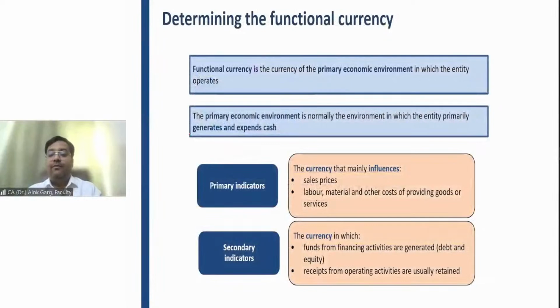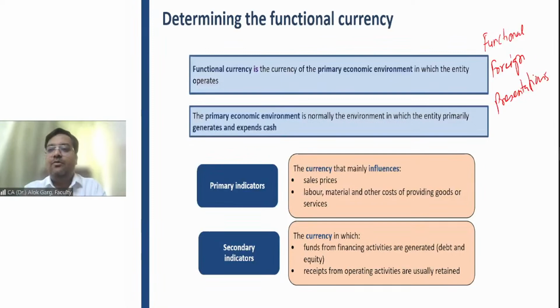Now let's talk about functional currency. So friends, we have spoken about three currencies: functional currency, foreign currency, presentation currency. These three terminologies have been used in this standard. Foreign currency is very simple. Foreign currency is a currency which is not a functional currency. But for functional currency, you cannot say that functional currency is a currency which is not a foreign currency, right? You cannot say that. So foreign currency क्या है? Foreign currency वो currency है जो functional currency नहीं है.